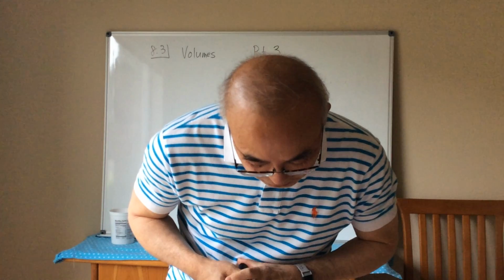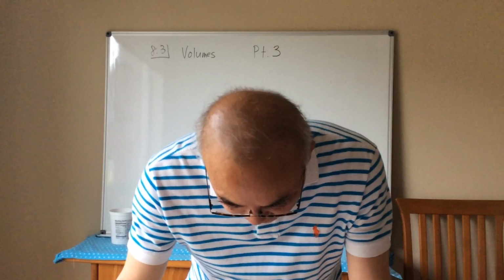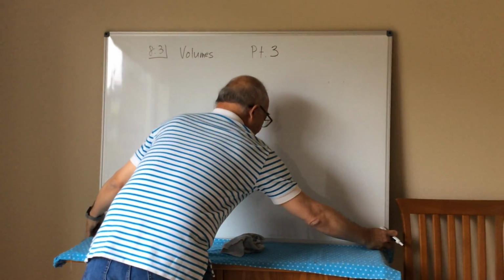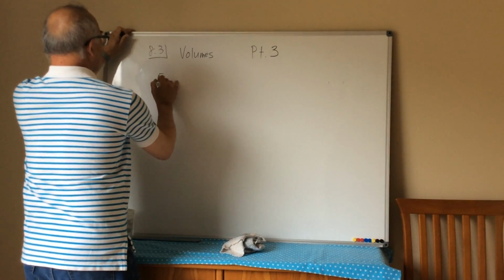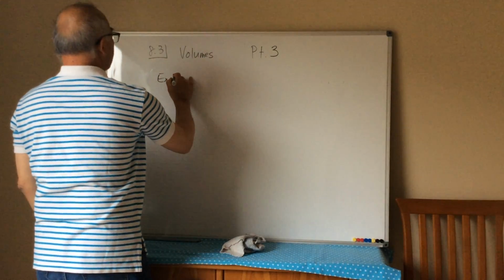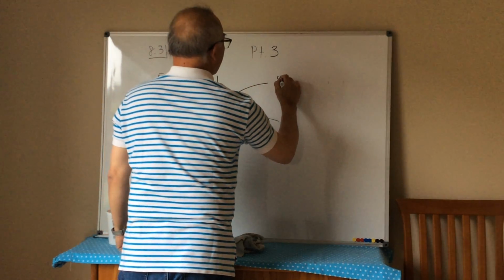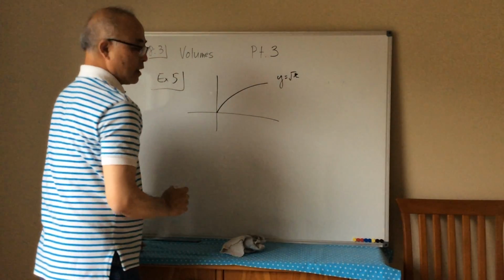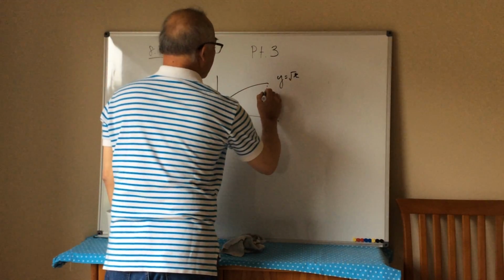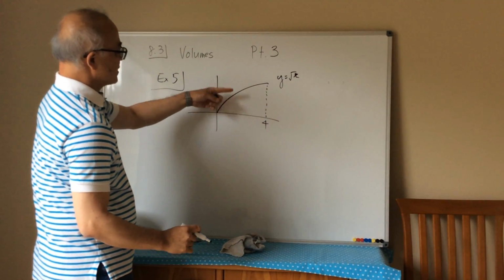We have example number 5, and we're doing y equals root x, and x equals 4. So we're doing a cylindrical method of that. We're going to take y equals root x, and we're going to go from 0 to 4, and we're going to twirl it around the x-axis, okay?